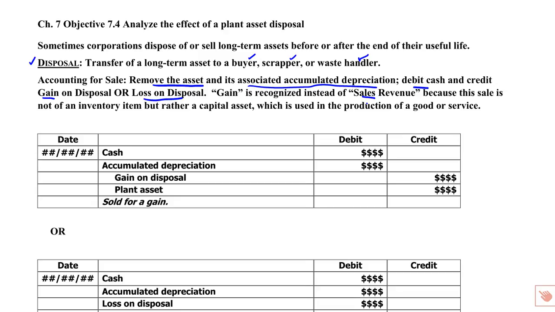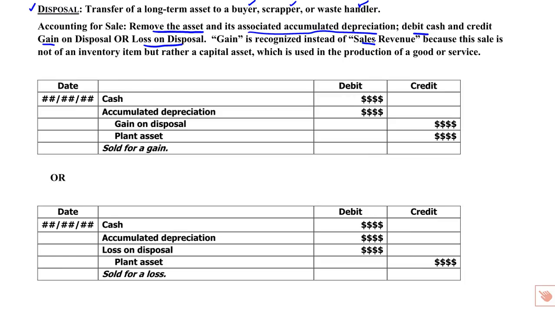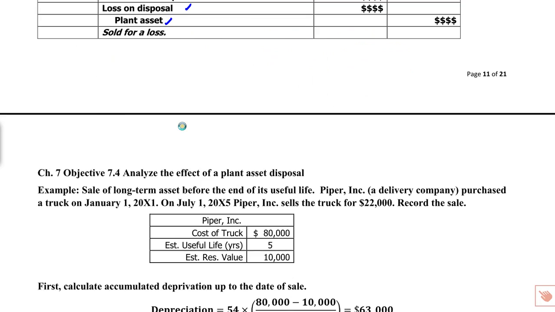They're both part of operations. They both increase retained earnings. They both increase net income. But revenue is a part of core operations. Gains are non-core activities. Okay. And here's the two template journal entries. The only difference between the two is a gain versus loss on disposal. Here we're eliminating accumulated depreciation and eliminating the plant asset.